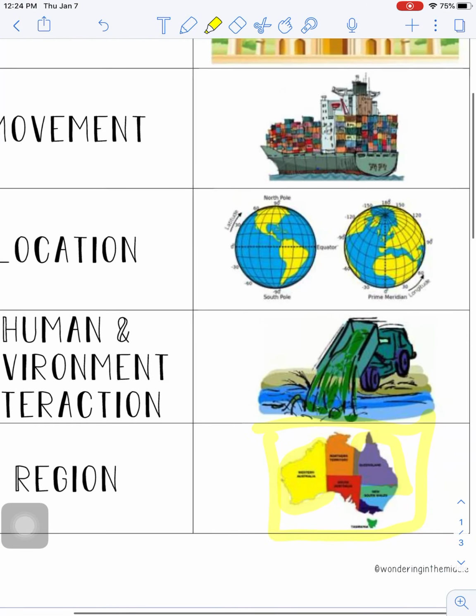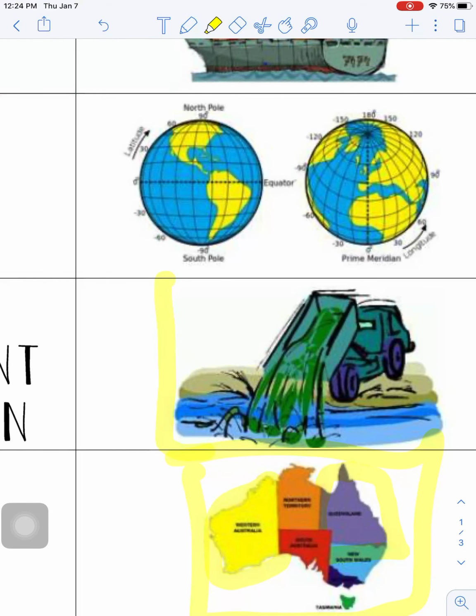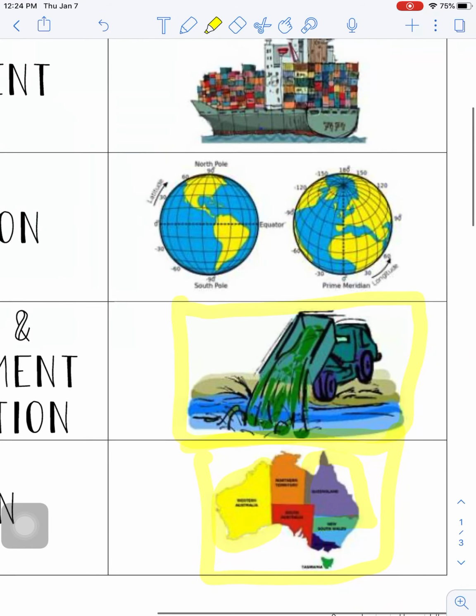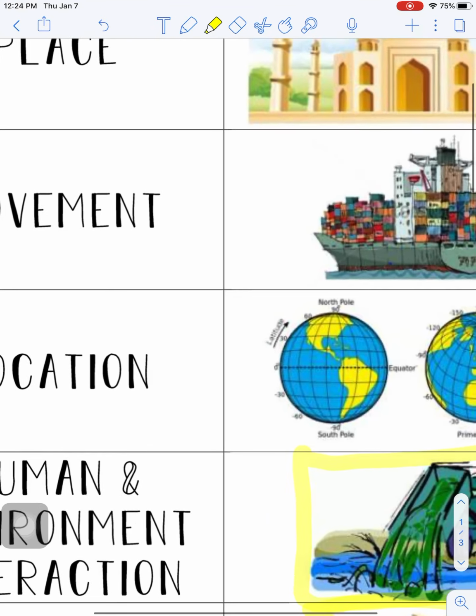This picture up here for human environment interaction, like I spoke on below, this is a picture of what? What do you think? This is a picture of pollution. Yes, unfortunately, this truck is dumping some type of gunk, some slush pollution into our nice clean water. So that is a negative impact of human environment interaction, unfortunately.